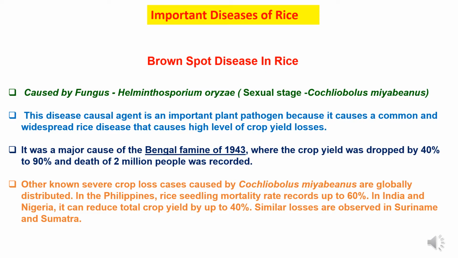In the Philippines, rice seedling mortality rate was recorded up to 60%. In India and Nigeria, it can reduce total crop yield by up to 40%. Similar losses are also observed in Suriname and Sumatra.